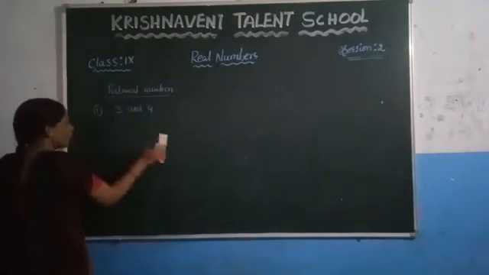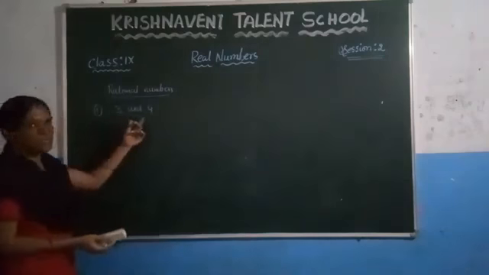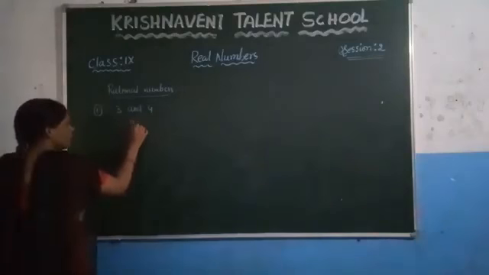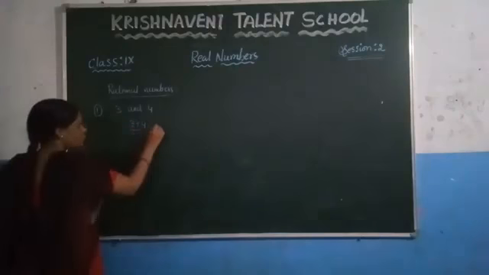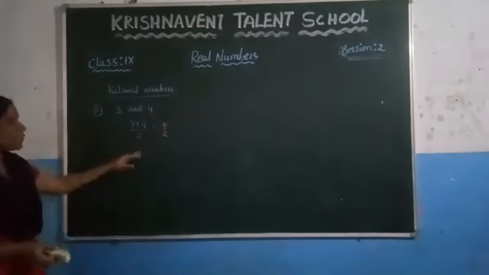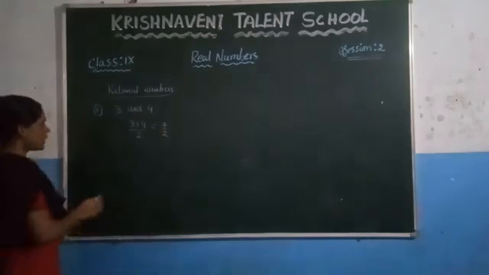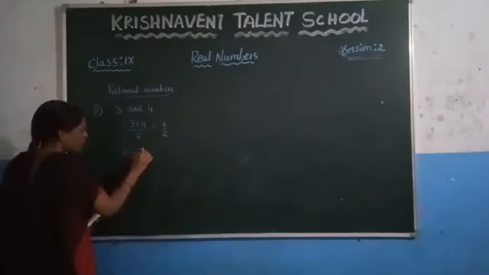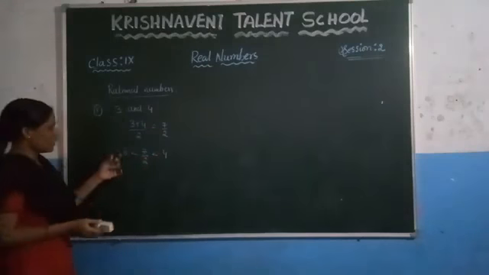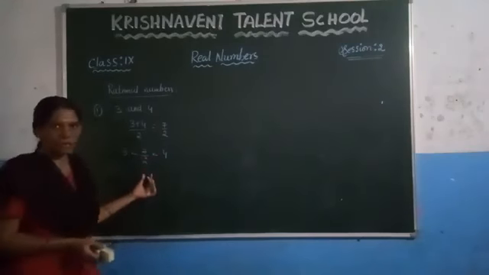Since we want to find the rational numbers that lie between 3 and 4, how do you solve this? Just take the mean of these two values. What you will get here is (3+4)/2, which is equal to 7/2. So we can say that 7/2 lies between 3 and 4. So you can write 3 < 7/2 < 4, since 7/2 lies in between 3 and 4.